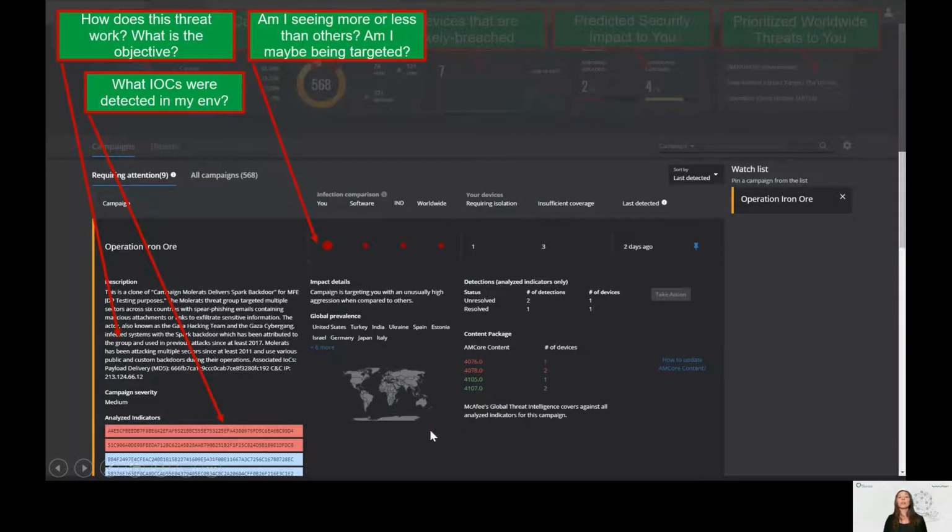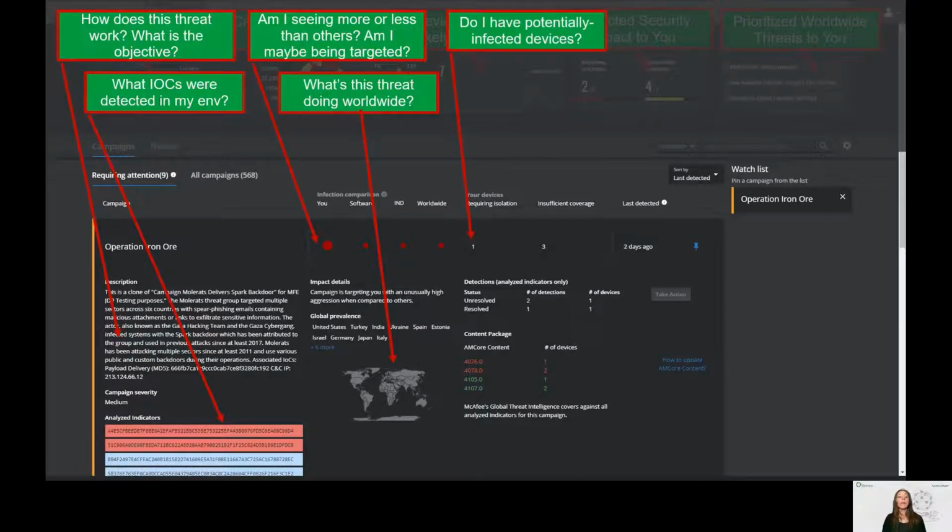I can understand, again, if I'm being targeted and seeing this more or less than others. And from a geographical representation, I can understand what this threat is doing worldwide. I can see from the map here that it's not very prevalent worldwide, but it certainly does seem to be prevalent in my environment. I see whether or not I have those infected devices, and I get a little bit more information here on what the detection means. Do I have devices that have failed to resolve the campaign and the attack? And how many do I have that have been able to handle that, and across what number of devices?